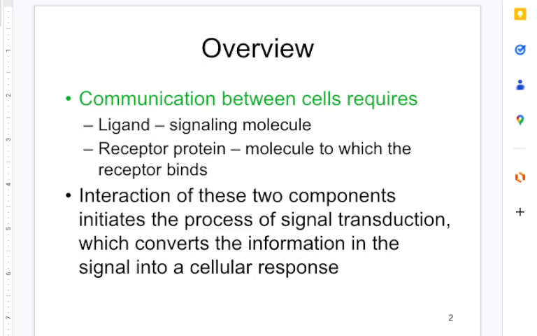Interaction of these two components initiates the process of signal transduction, which converts the information in the signal into a cellular response. So this is the way cells communicate: we communicate by talking, where you can understand my words, but cells speak a different language. They speak with molecules which cause a secondary reaction in a target cell.